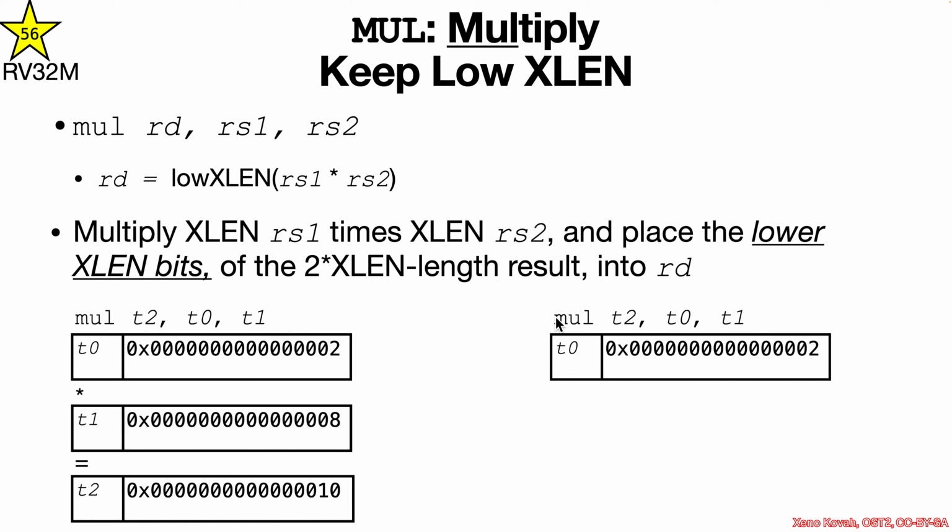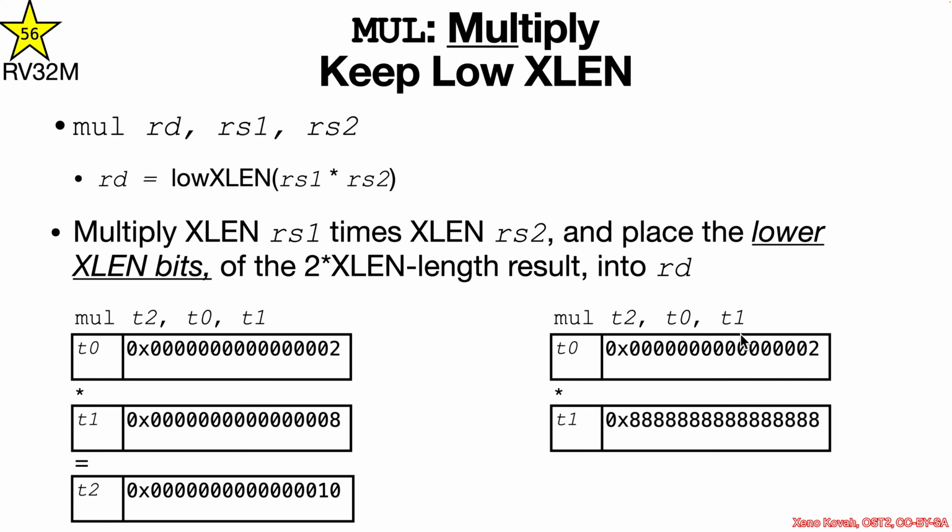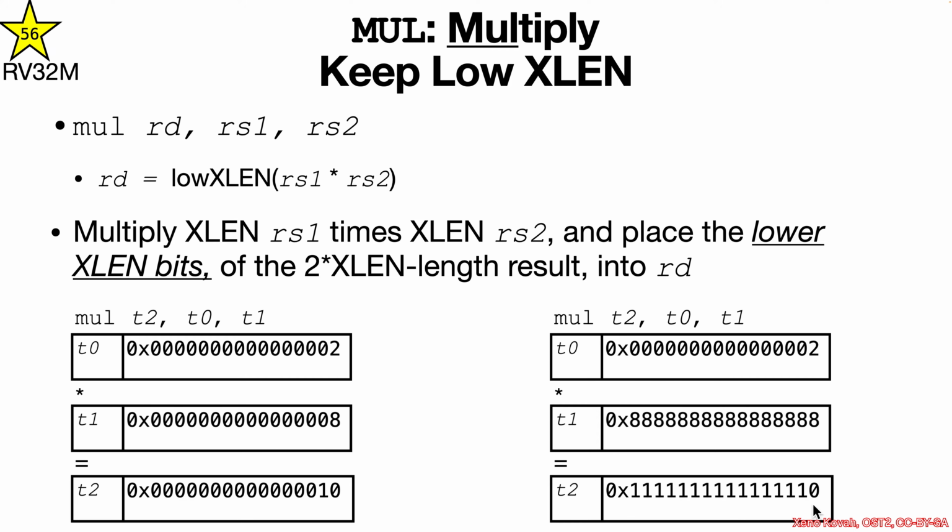Now, a little more complicated, we have t0 of 2, t1 of all 8s, and if we multiply these together, we see that the result is somehow smaller than the inputs. Well, it's not smaller, it's just that this overflowed the 64-bit available space, and this is now only keeping the lower xlang bits, the lower 64 bits of the product. If we wanted to see the upper xlang bits, we will have to use a different multiply instruction to keep the upper or high bits, which we'll learn about later.